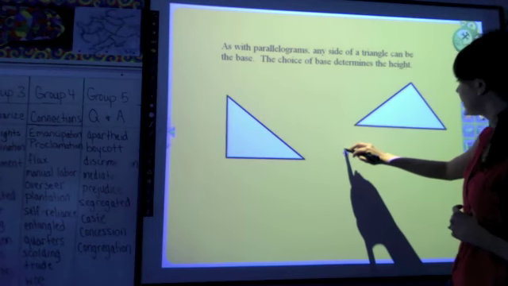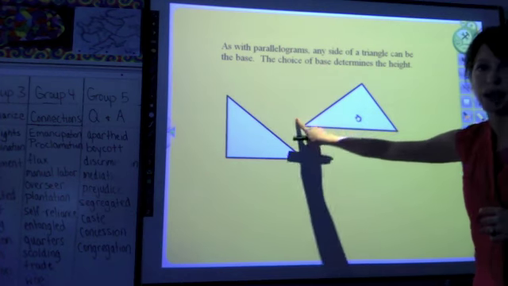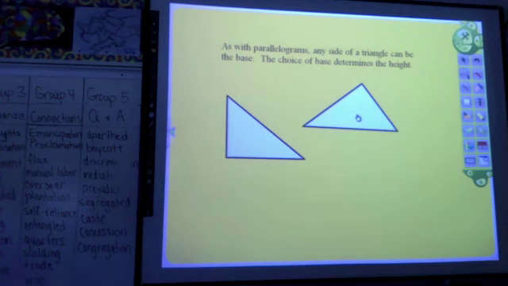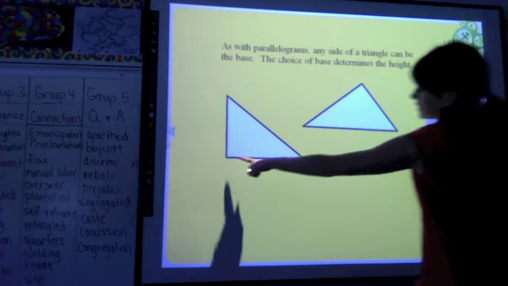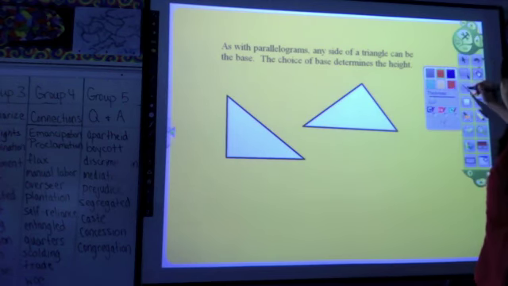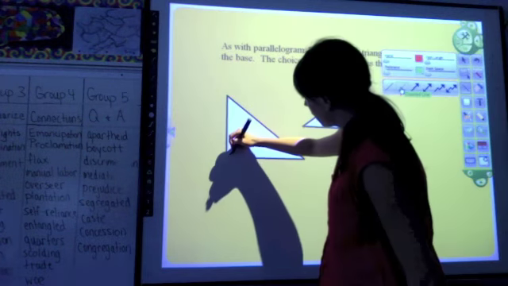and it's still the exact same triangle. I've just flipped it, and now this side is the base. So any side of a triangle can be the base. The choice of the base determines the height. Since I've chosen this to be the base, then the height of this triangle would be right here.